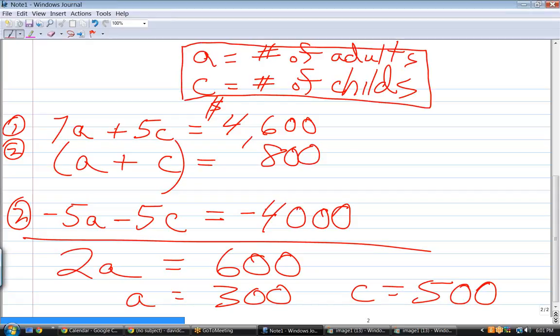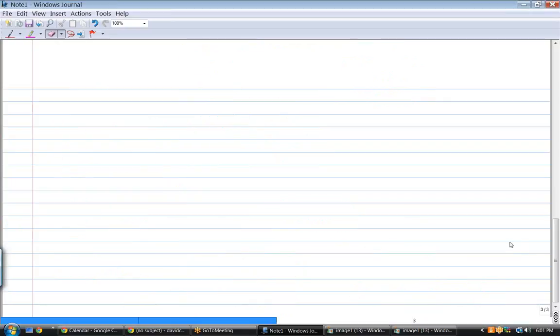Notice that the moment you define your variables, the rest of it is pretty easy. Make sure you define your variables specifically. It's always the key. It would be very easy to get confused here if I didn't put that in. Is A the price of an adult ticket, or is A the number of adults? It matters, so we want to define it very exactly.